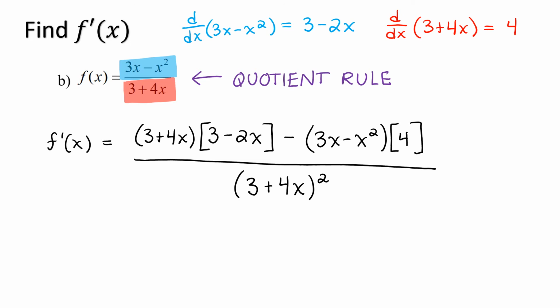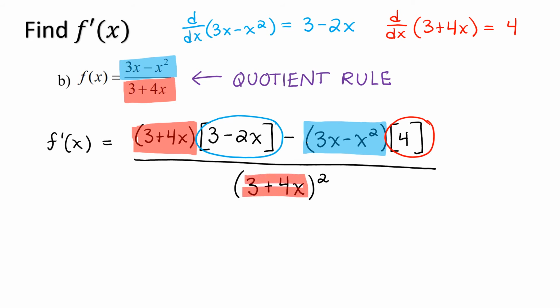So we have low d high minus high d low all over low.